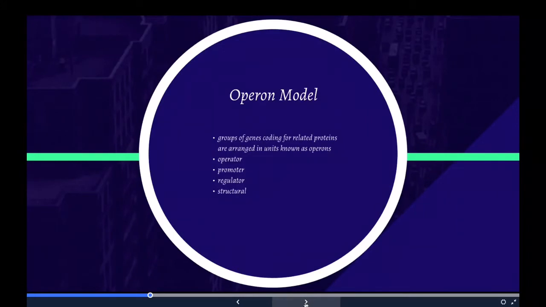In the operon model of prokaryotic gene regulation, groups of genes coding for related proteins are arranged in units known as operons. An operon consists of an operator, promoter, regulator, and structural genes. The regulator gene codes for a repressor protein that binds to the operator, obstructing the promoter, thus transcription, of the structural genes. The regulator does not have to be adjacent to other genes in the operon. If the repressor protein is removed, transcription may occur.